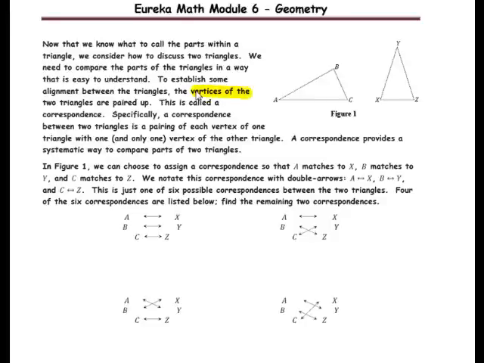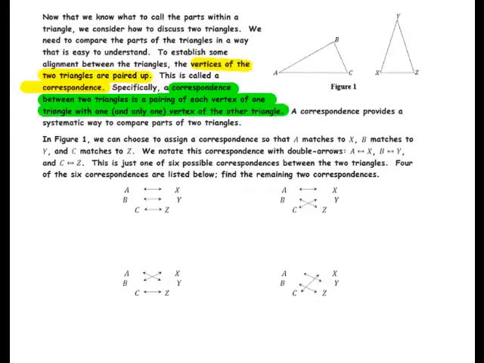The vertices of two triangles are paired up. That is called a correspondence. And specifically, a correspondence between two triangles is a pairing of each vertex of one triangle with one and only one vertex of the other triangle. As we pair up these triangles, I want you to notice that when the correspondence is assigned, just because two vertices correspond to each other in this case does not mean that they are the same.